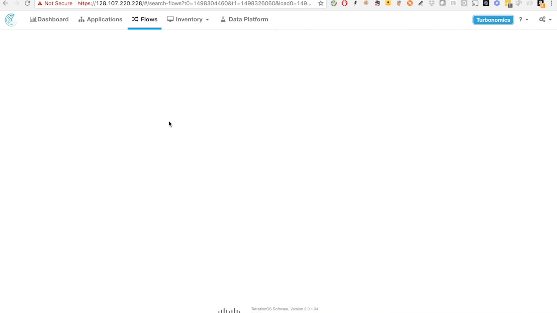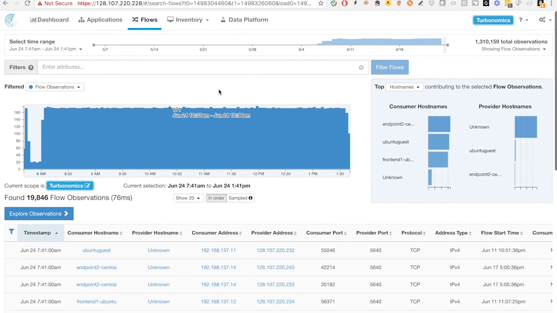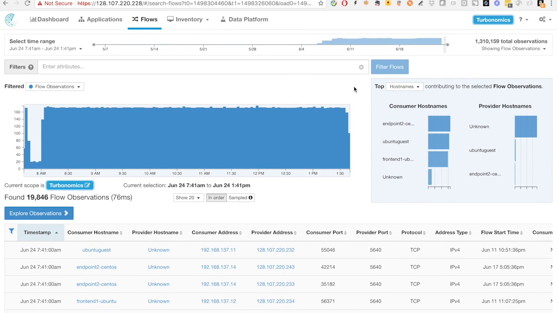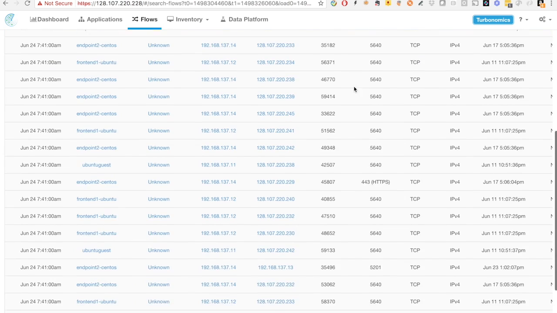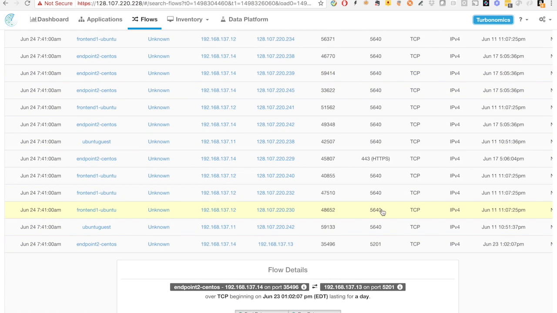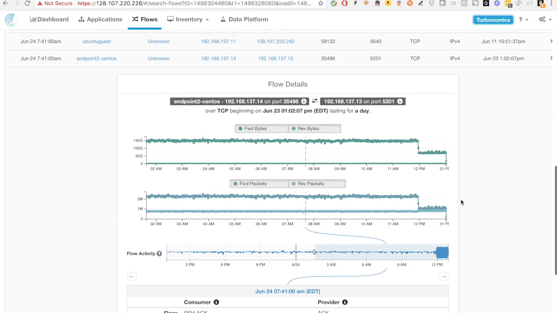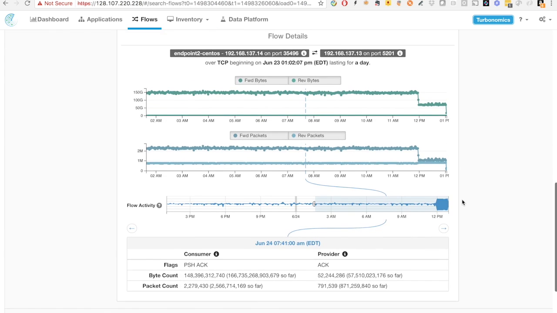If we click on the Flow tab, it's also extremely easy to identify the flow information in real time with Tetration to gain the real visibility. So let's identify which VMs we're looking for. This is the flow between endpoint 1 and endpoint 2. You can see all the information about how much flow has been sent between the two VMs, how much is the flow of packets, and how many packets have been received.